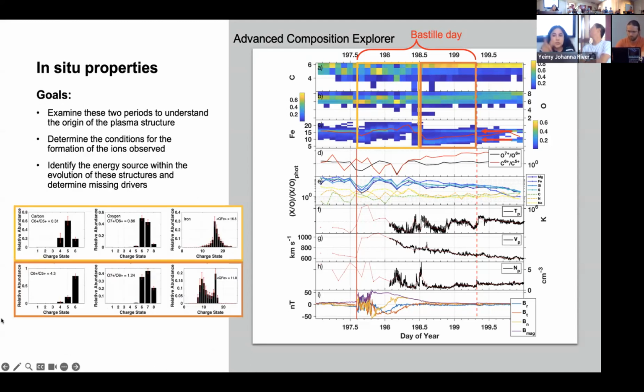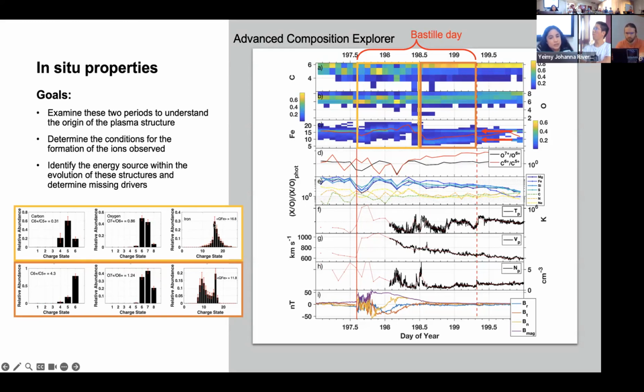Okay, so for this work, the goal was to take these two characteristic periods that have this kind of signature in the iron. We're mostly focusing on the iron distribution, and you can see them here. This is an average of the first half of the CME, and then an average of the second half of the CME, full charge state distributions, right? So it's just these guys here in a different view.